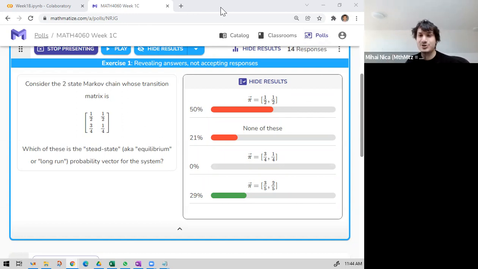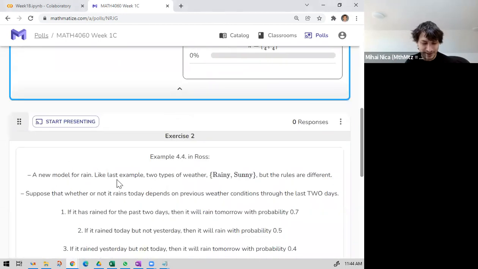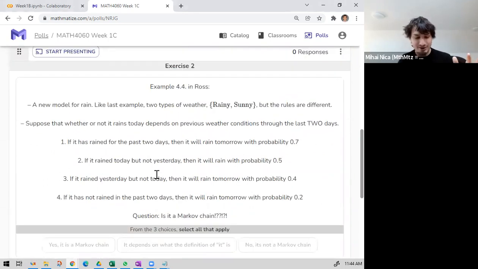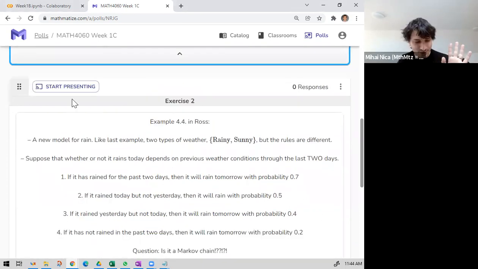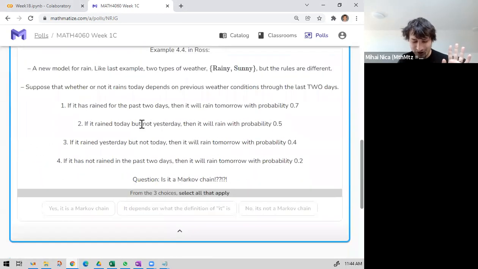That is a weather model, but a more complicated weather model. This was the weather model that didn't just have 2 rules, it had 4 rules. And the question we left off with last time is: is it a Markov chain? I'm going to let you revote. So I'm just going to start presenting this one, and you can choose your answer.